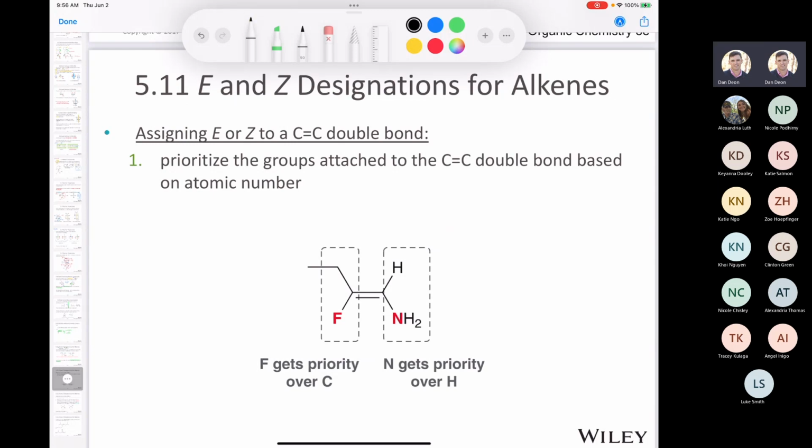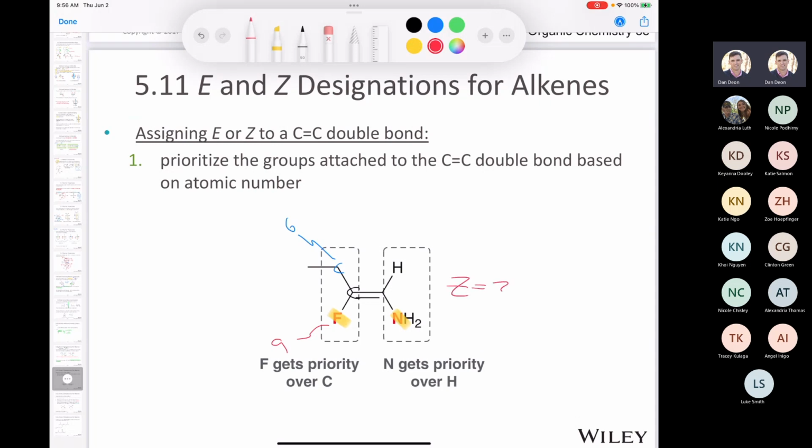Here, on this carbon that I'm highlighting in black, we have the fluorine in red, and then we have a carbon in blue. Carbon has an atomic number of 6. Fluorine has an atomic number of 9. And so fluorine is going to take higher priority. I'll highlight that in yellow. If we look at the 2 other atoms using the same rationale, nitrogen has a higher priority than hydrogen. Since those are on the same side, we say that this is a Z isomer.